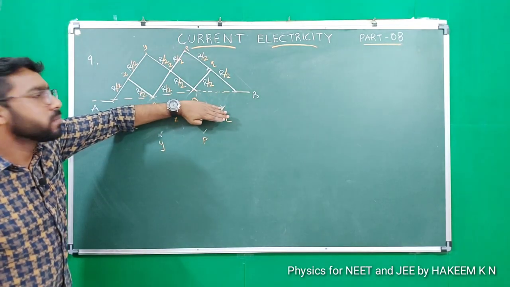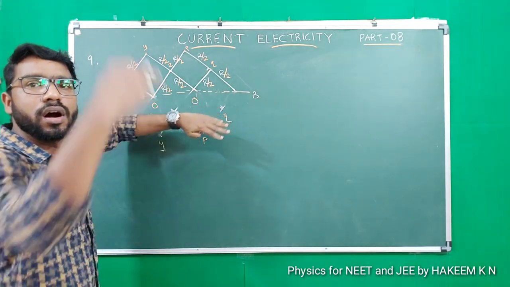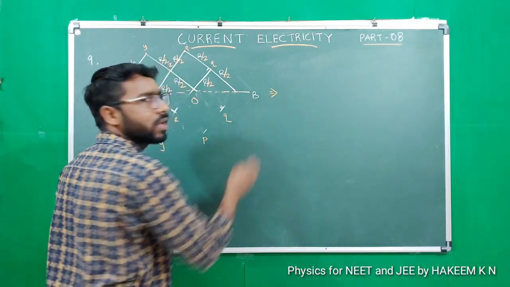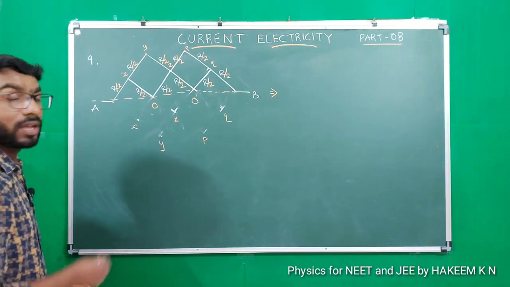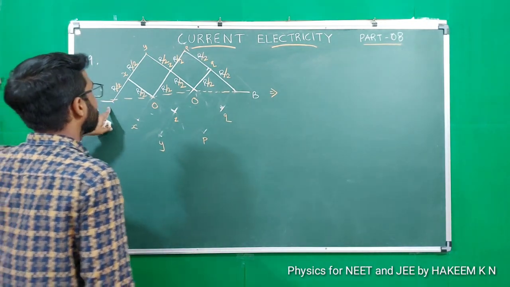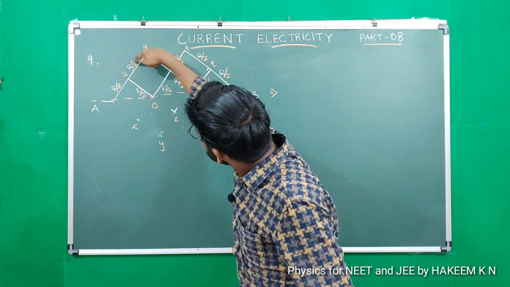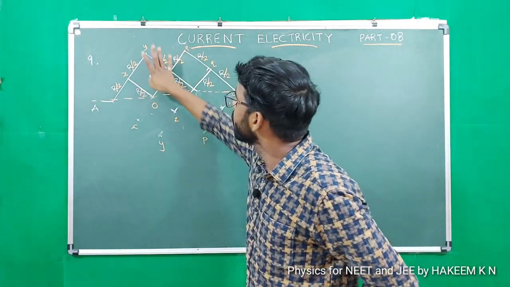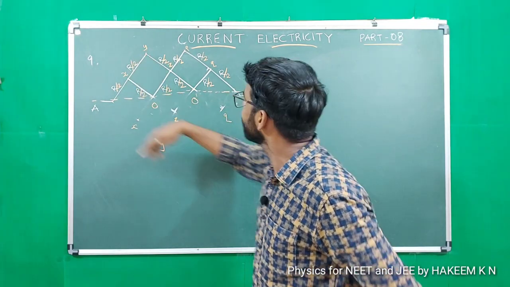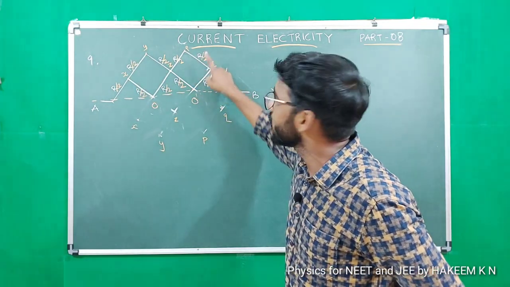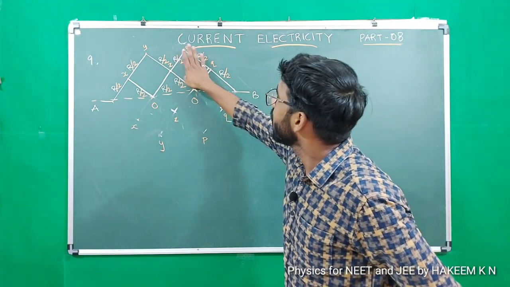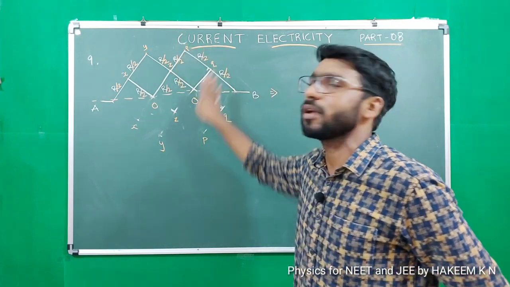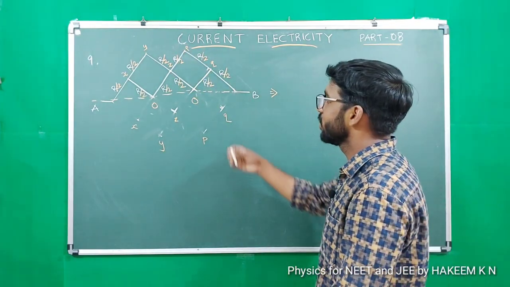So the network is reduced to half. Then you can draw the equivalent network. Here R by 2 in series with R by 2, you will get R. So R, R parallel, you will get R by 2. Here also R by 2 in series with R by 2, you will get R. R, R parallel, you will get R by 2. So R by 2 plus R by 2 plus R by 2 plus R by 2, 2R is the answer.